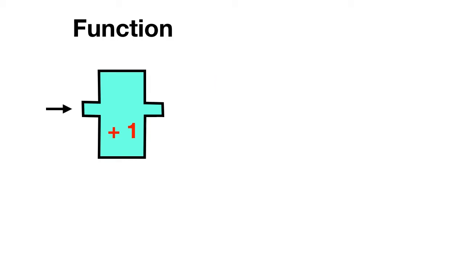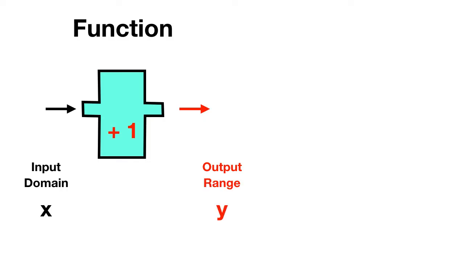The things that go into the function are called the inputs. Sometimes we call them the domain, or we represent them with the letter x. The things that come out of the function are called the output. We call these the range and represent them with the letter y.